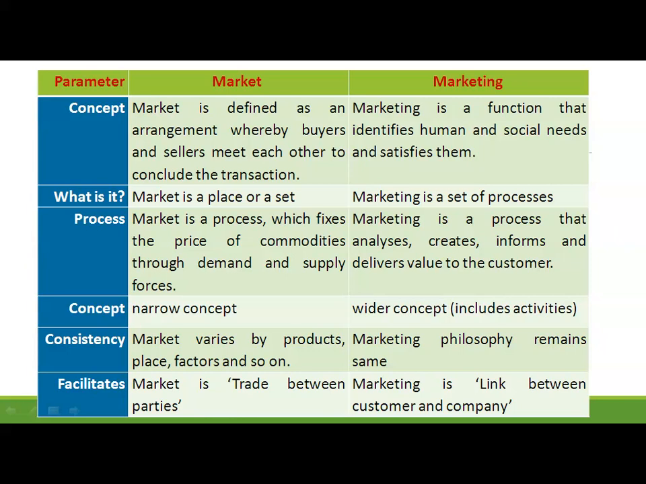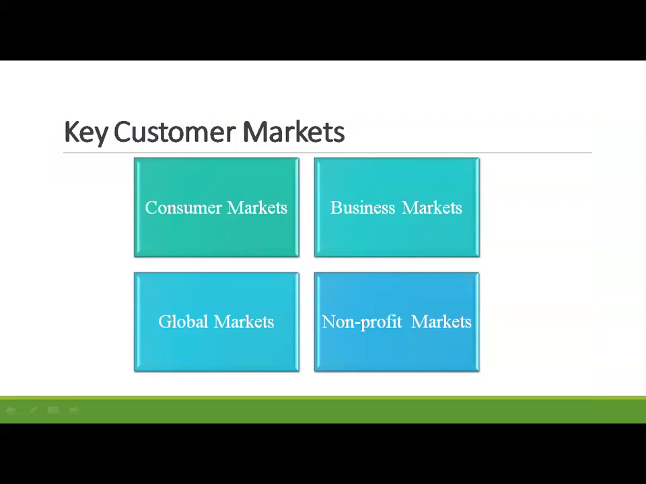The parameter is consistency. Markets vary by products, place, factors, and so on, and the marketing philosophy throughout the world remains the same or constant. A market is a trade between two parties, and marketing is the link between the customer and the company. So this is about the difference between market and marketing.